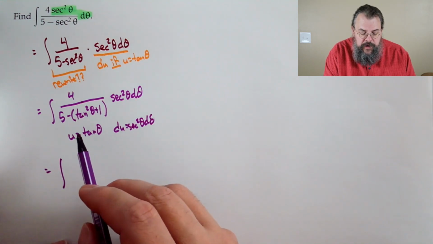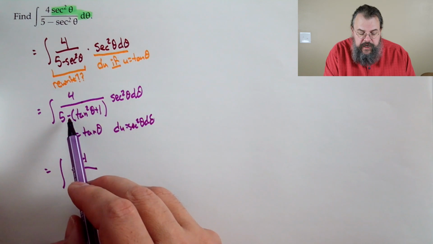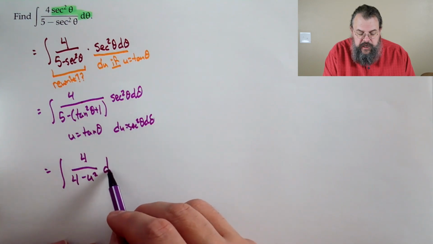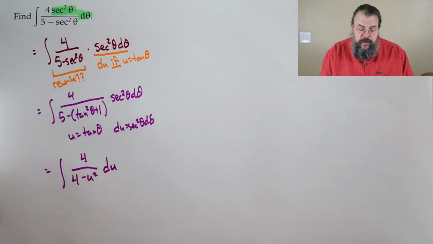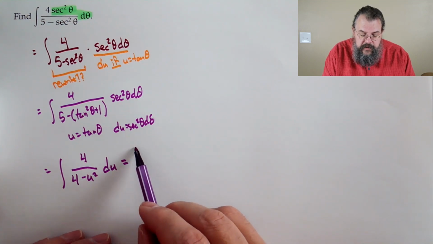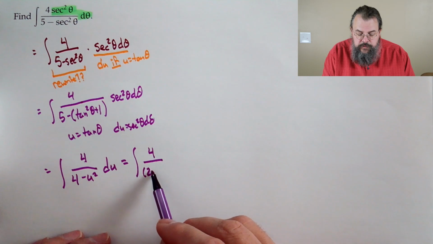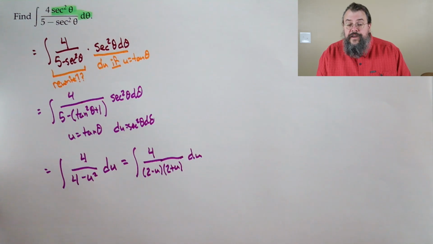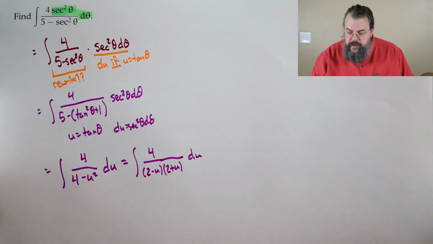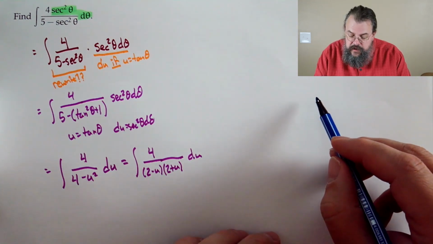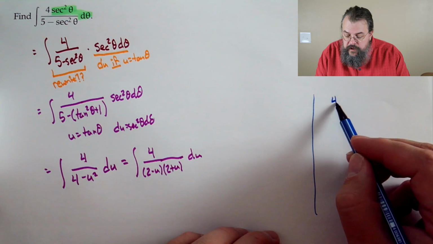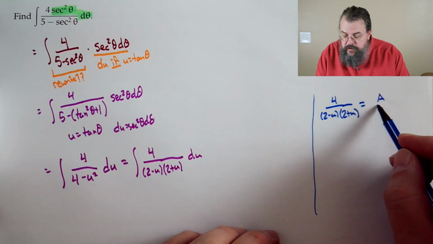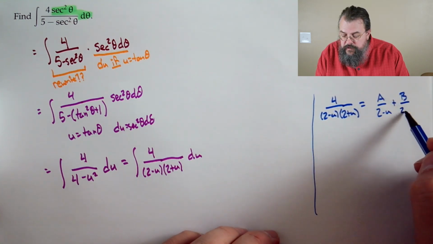And what do we have? Well, we have 4 over 5 minus 1 is 4. Tangent squared is u squared, and secant squared theta d theta is du. And that, we say, great. In fact, that's really 2 minus u, 2 plus u. All right, well, fantastic. Now we just need to do a little bit of work on the side with some partial fractions. It's our cool down, so it shouldn't be too bad. 4 over 2 minus u, 2 plus u. Well, that's something over 2 minus u plus something over 2 plus u.